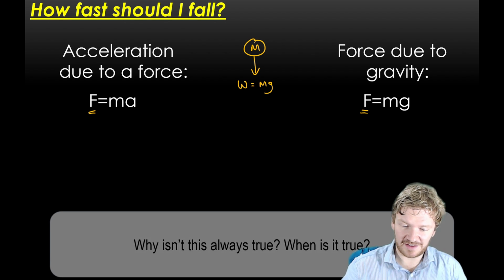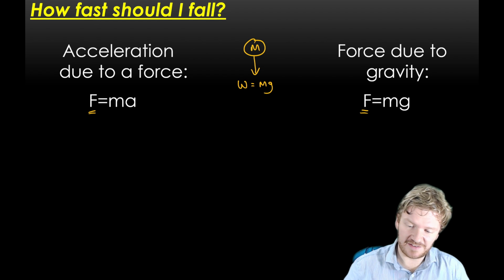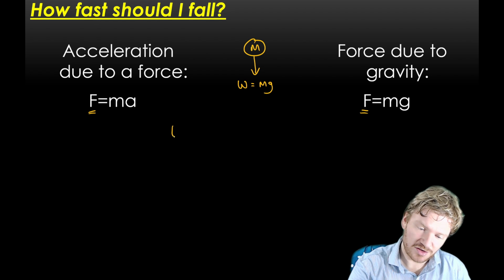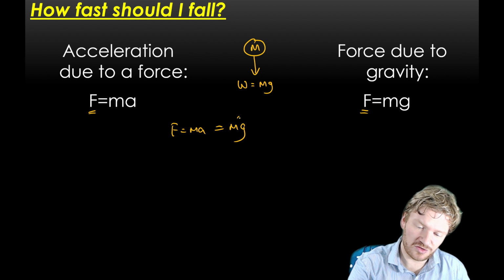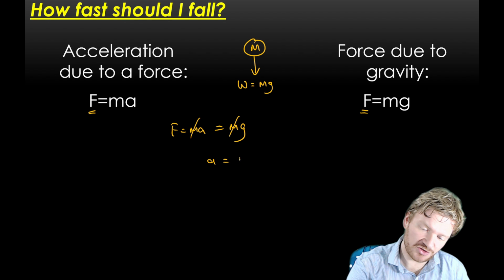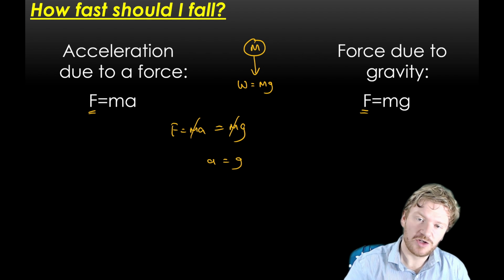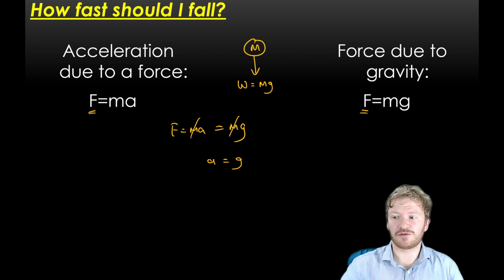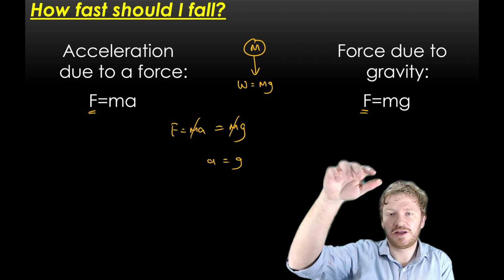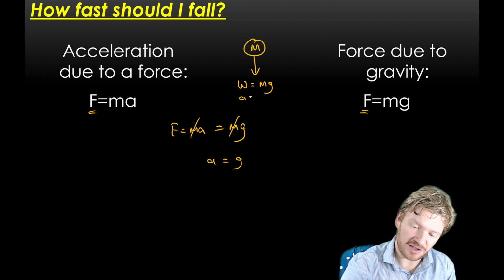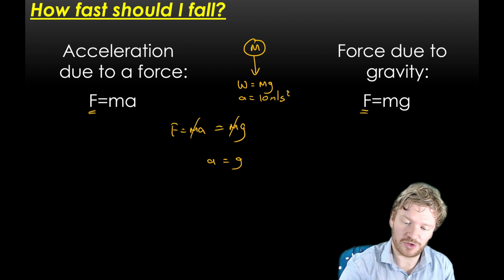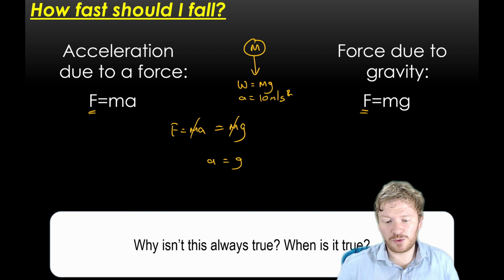So I can say, therefore, that F is equal to ma, which is also equal to mg. Now looking at those, I can divide both sides by m and cancel it and get acceleration is equal to g. So all objects should accelerate when I drop them. If I take my pen and drop it, it should fall accelerating at 10 meters per second squared if I'm on Earth. Now, is this always true?